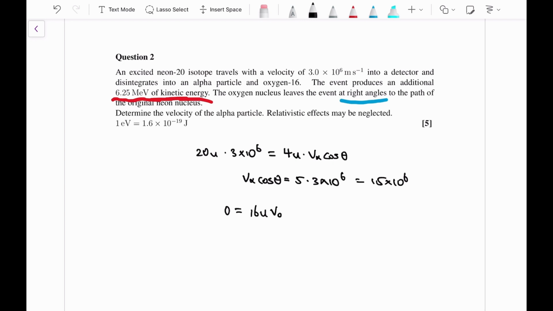Because we set the direction of oxygen 16 as positive, this means that the alpha particle will be negative. Negative 4u times V alpha sine of theta. And then we can resolve for V alpha sine of theta, which will be equal to, the u's cancel out again, 4 VO.